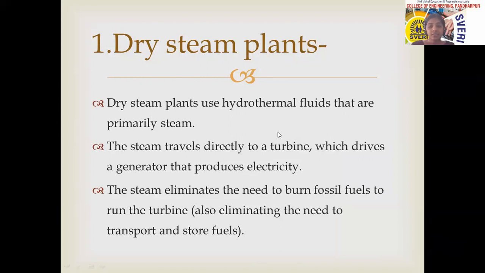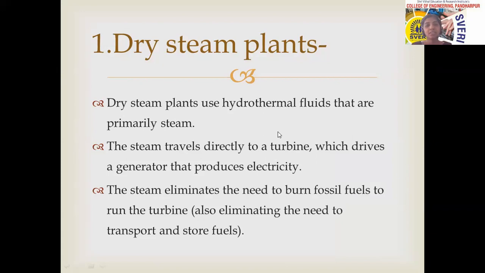We saw this in yesterday's session. The dry steam plant is one type of hydrothermal plant, where primarily steam is required for rotating the turbine. The steam travels directly to a turbine. That means the steam coming from the underground water is directly thrown on the turbine to spin it, which drives a generator, and that produces the electricity.